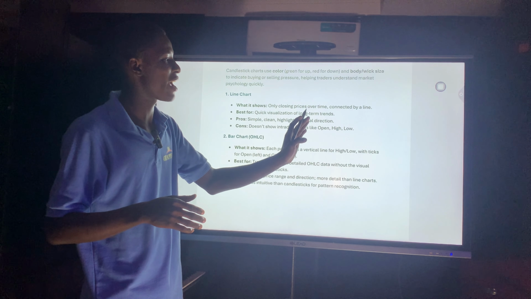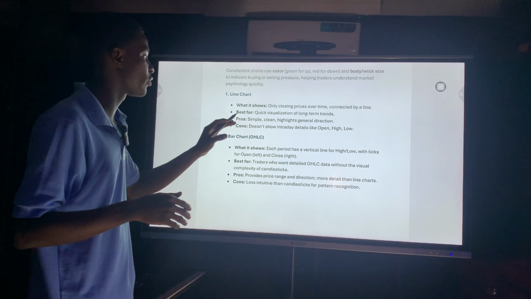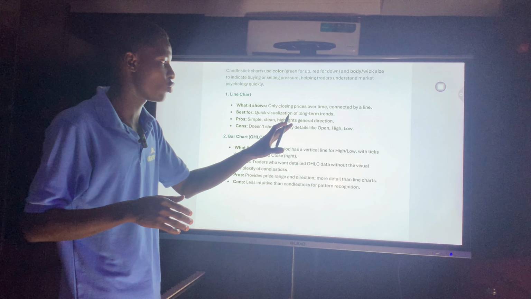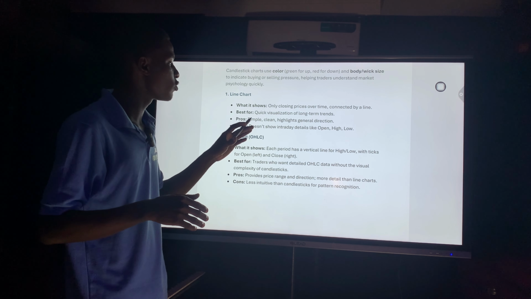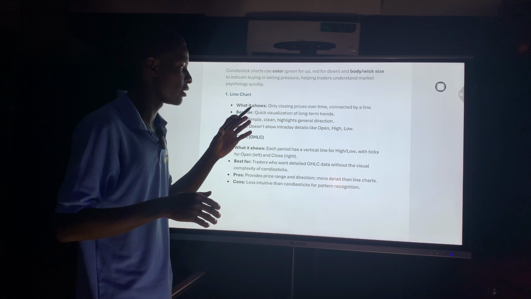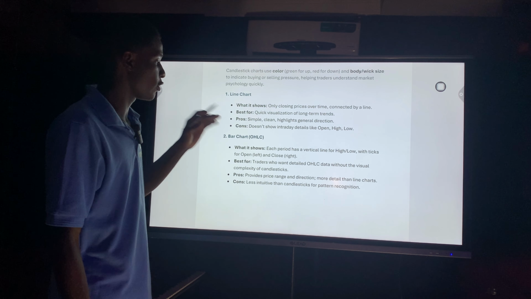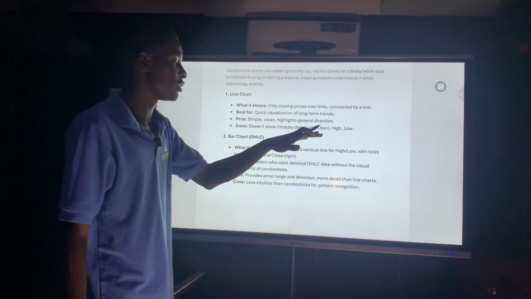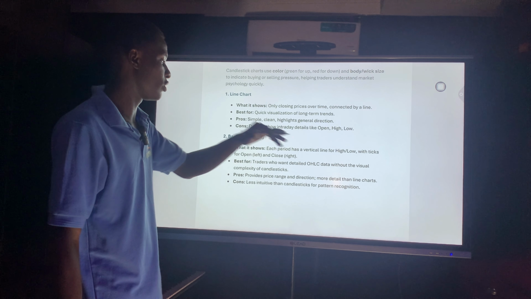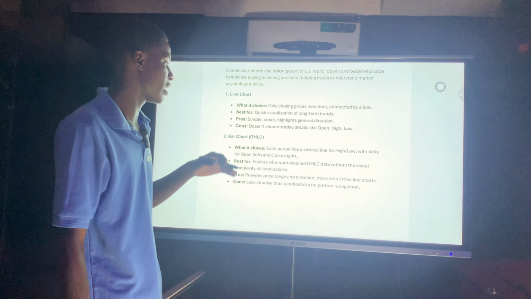So for the line chart, what does it show? It only shows closing price over time, connected by a line, best for quick visualization of long-term trends. What are the pros? The pros are simple, clean, highlights general direction. For the cons, it doesn't show intraday details like open, high, low. It doesn't show the highs of a chart. It doesn't show the lows of a chart.